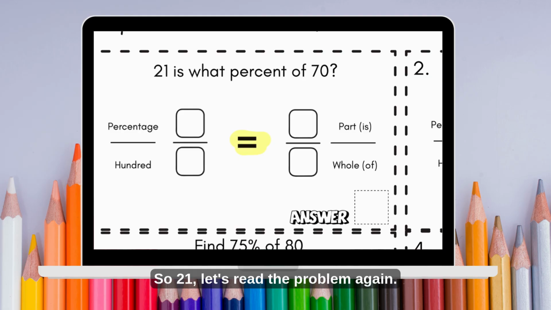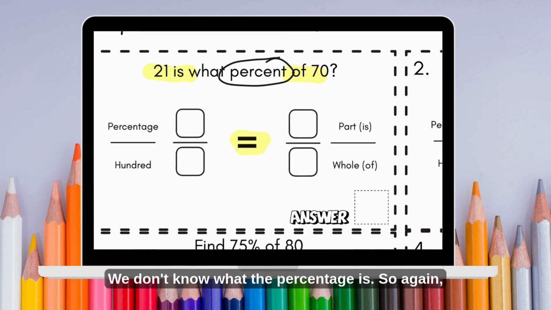So let's read the problem again. 21 is what percent of 70? So to identify our unknown amount here, it is the percent. We don't know what the percentage is. So again, let's look at these two fractions that we have set up equal to each other.